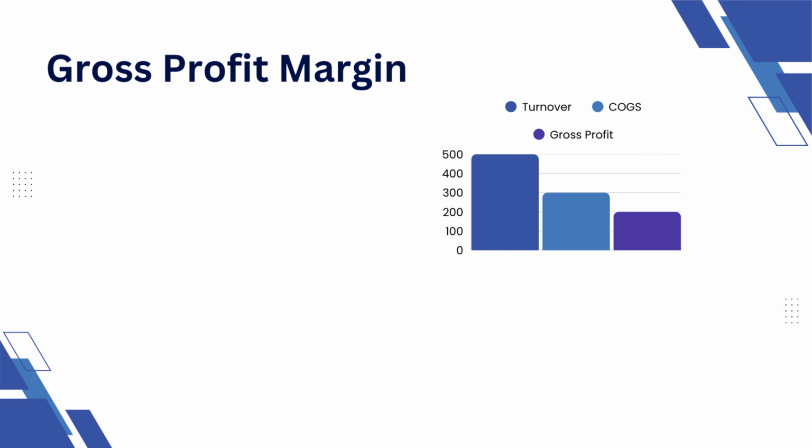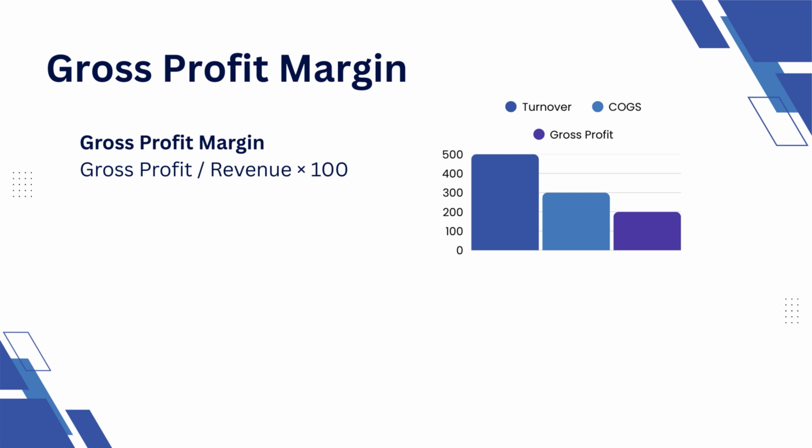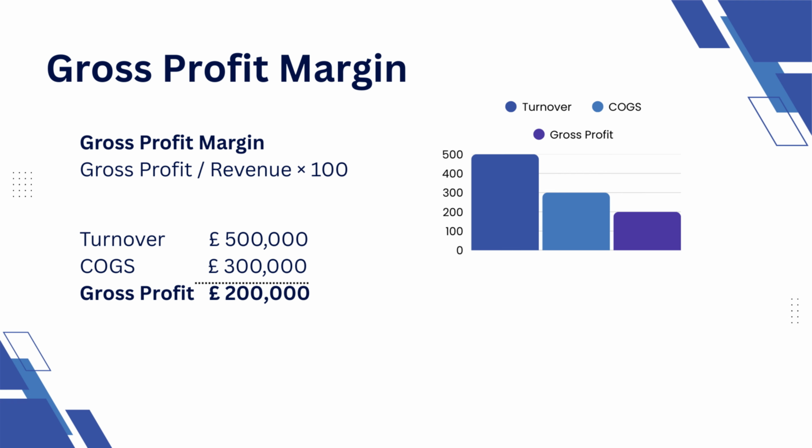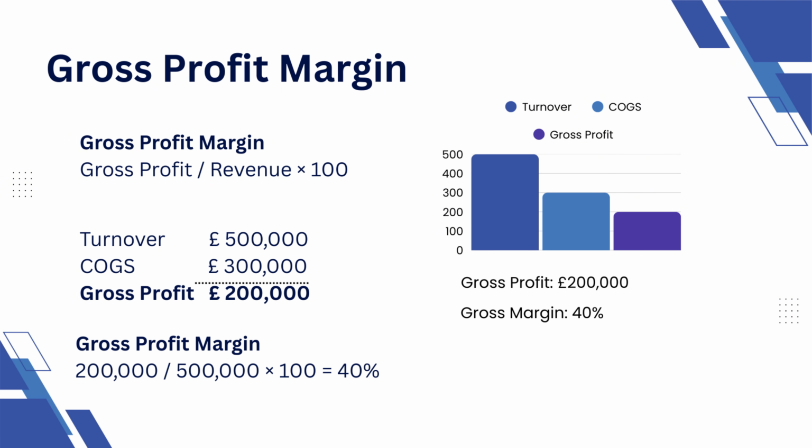This ratio shows how much profit a company makes after covering production costs. The formula is gross profit divided by revenue. Let's look at an example. Suppose a company sells products worth £500,000. The cost of producing those products is £300,000. The gross profit is therefore £200,000. When we divide £200,000 by £500,000, we get a gross profit margin of 40%. This means that for every £1 of sales, the company keeps 40 pence after production costs.